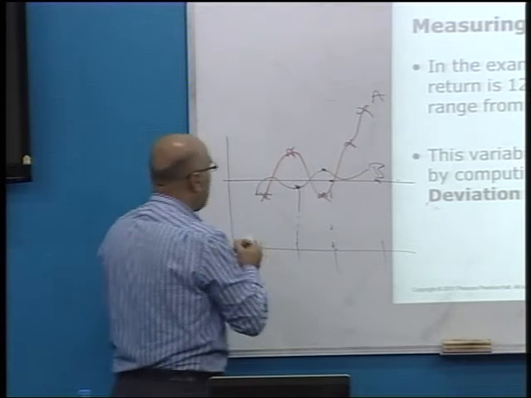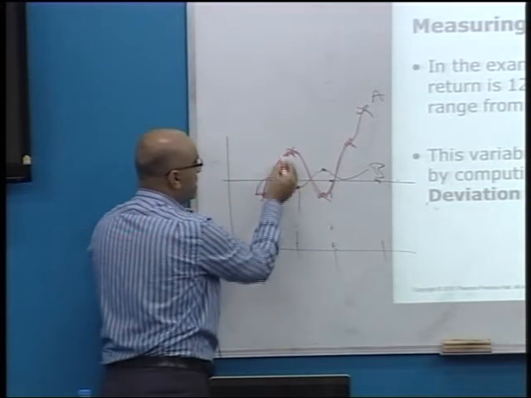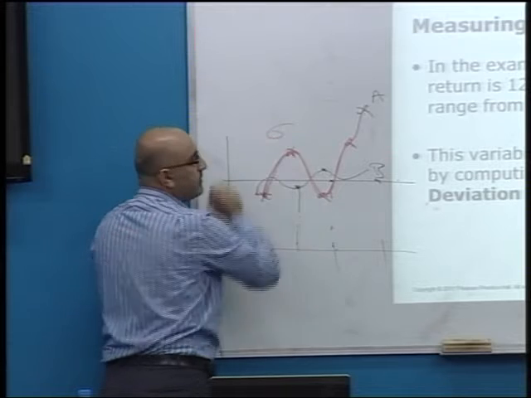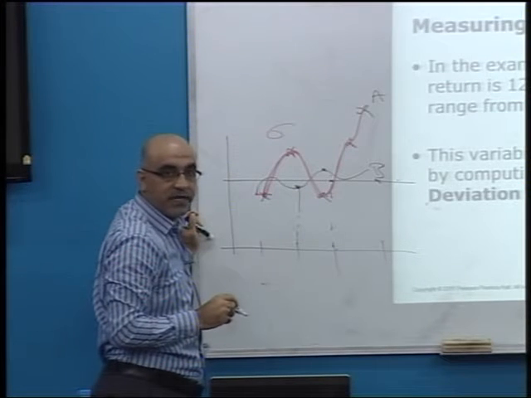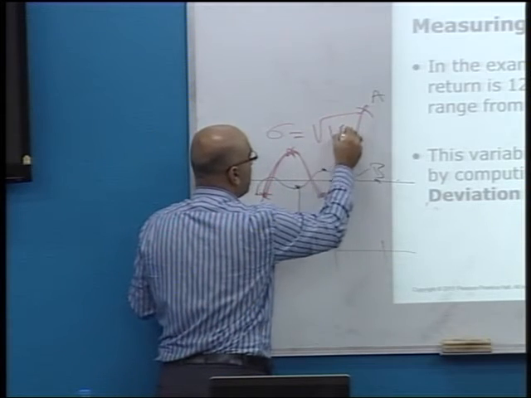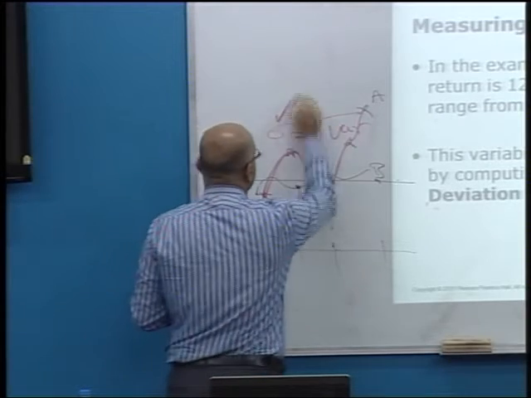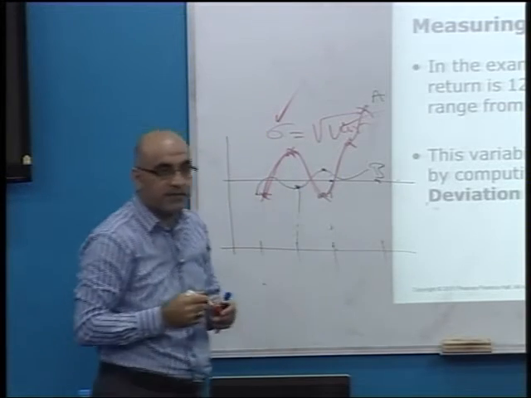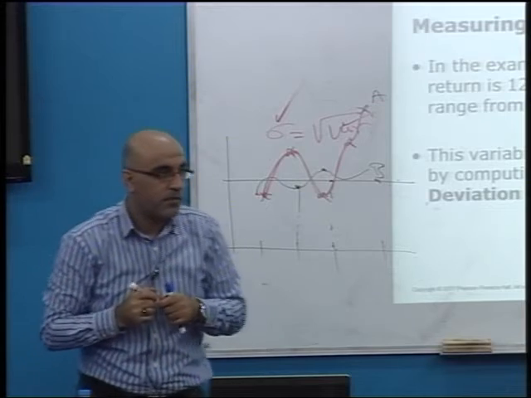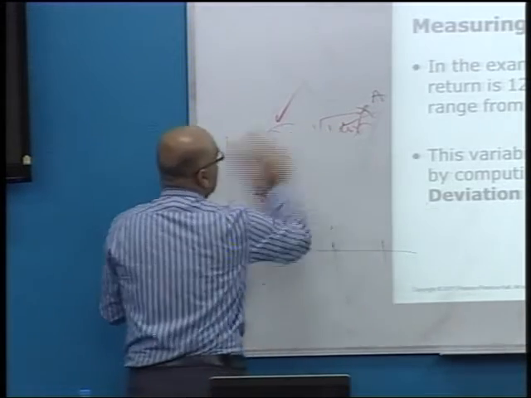So how do we measure these fluctuations? As I said, we measure it by sigma, the standard deviation, and sigma is the square root of the variance. So we can use sigma, or you can use the variance. Okay? How can we do it?